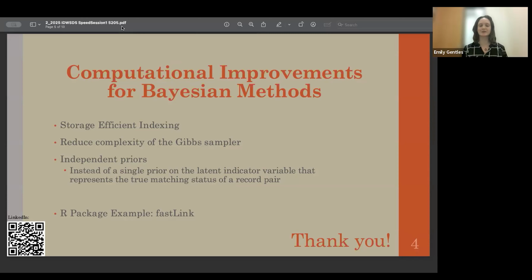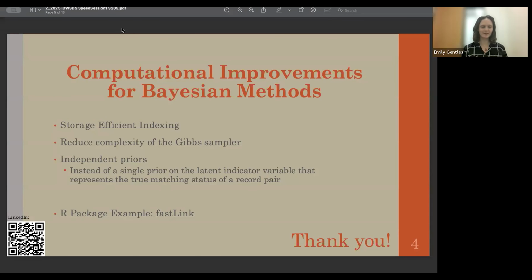So in Fellegi-Sunter, which is the foundation methodology for probabilistic matching, they use one prior. However, this paper found that they used independent priors. They were also able to greatly reduce the complexity of their model and speed up that process. So there's a lot of R packages in this space. Some of them that use the techniques that I listed here are fastLink, which is a great package to look into. And yeah, feel free to reach out if you want to know more.